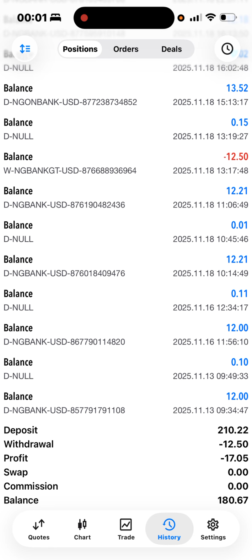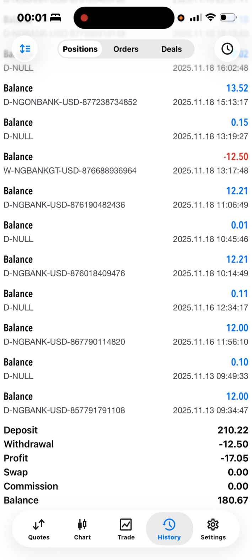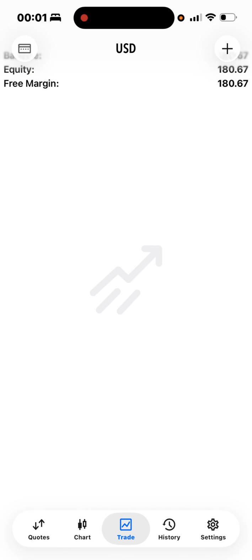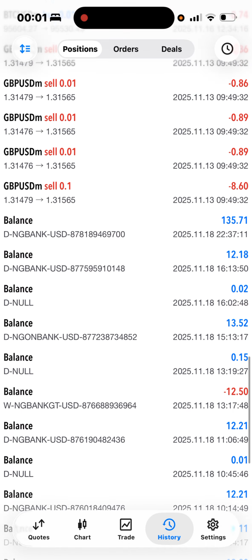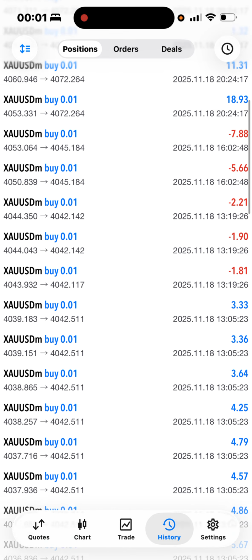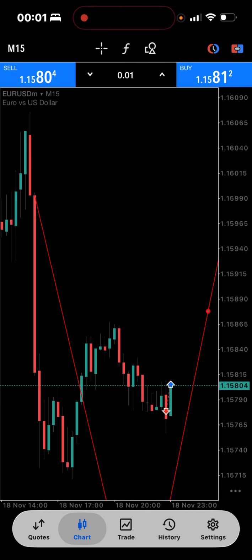So now this is that. So now your history will show you all your trades, how much you've made, everything you get. So it will show you everything so far.